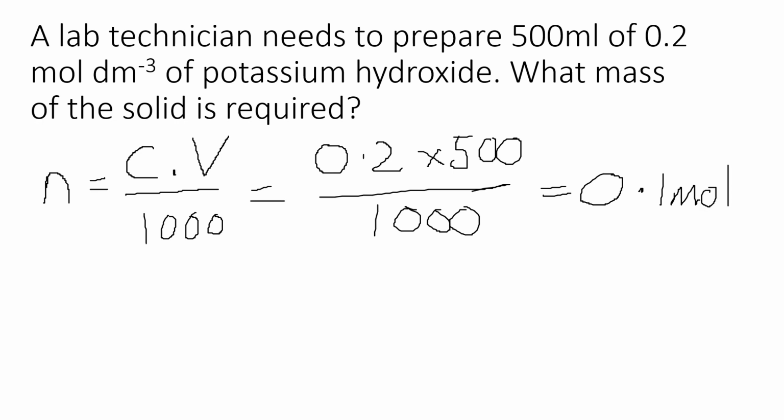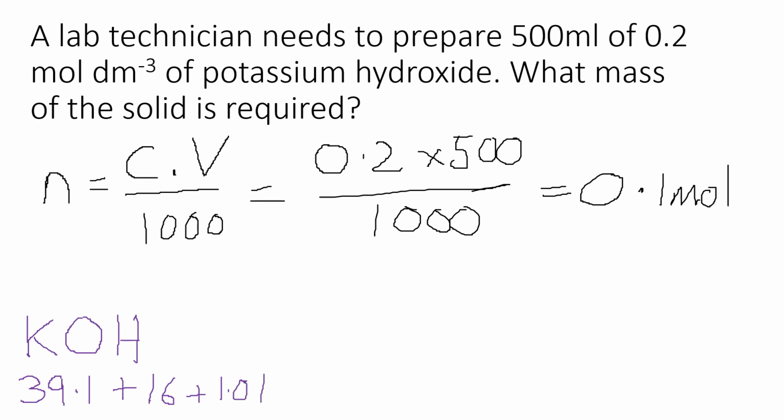The next piece of information that we're going to need is the formula of potassium hydroxide. So that's KOH. If you're not sure where I got that from, there's another video elsewhere on here about writing formulae for ionic compounds. Potassium is 39.1. Just look that up on your periodic table, the atomic mass. Oxygen is 16. And hydrogen is 1.01. So that comes to 56.11.